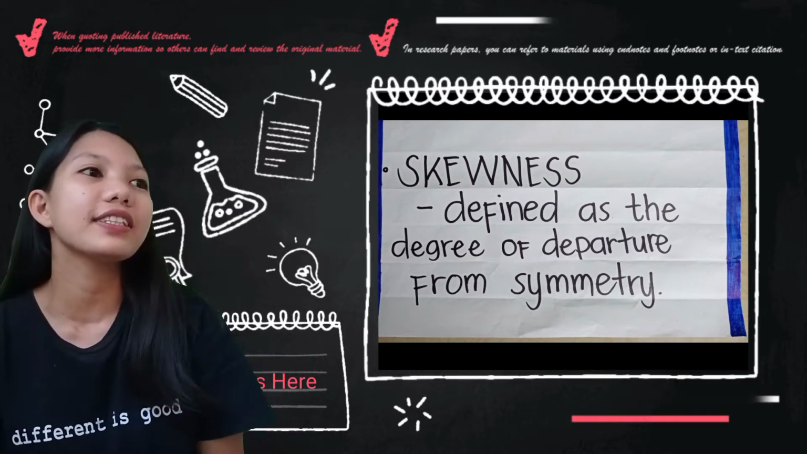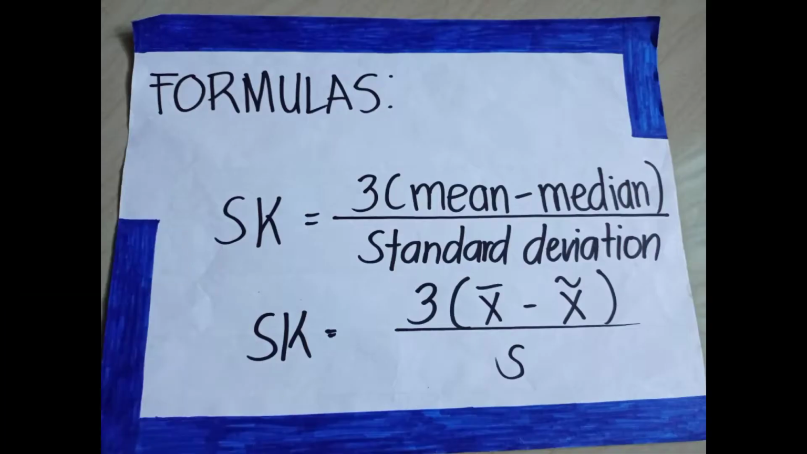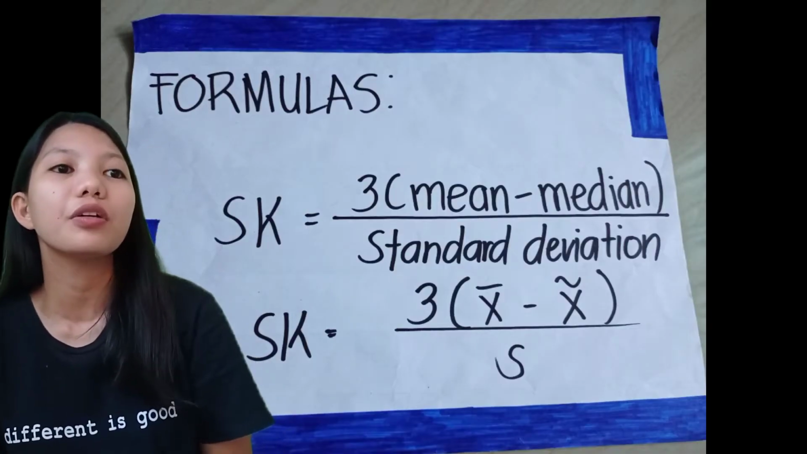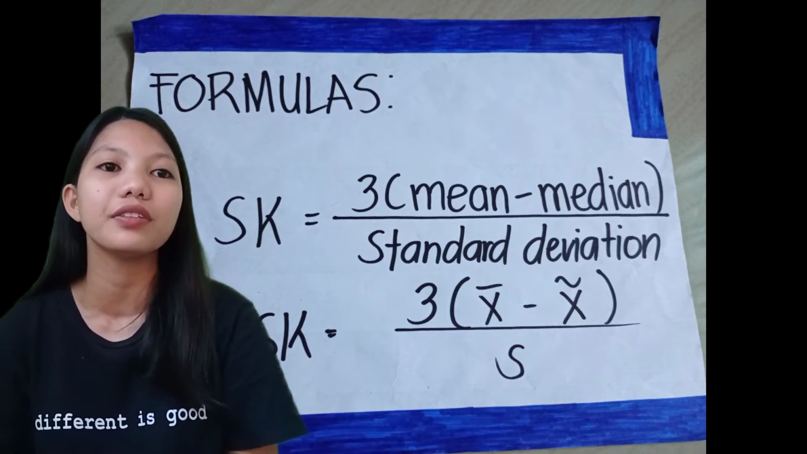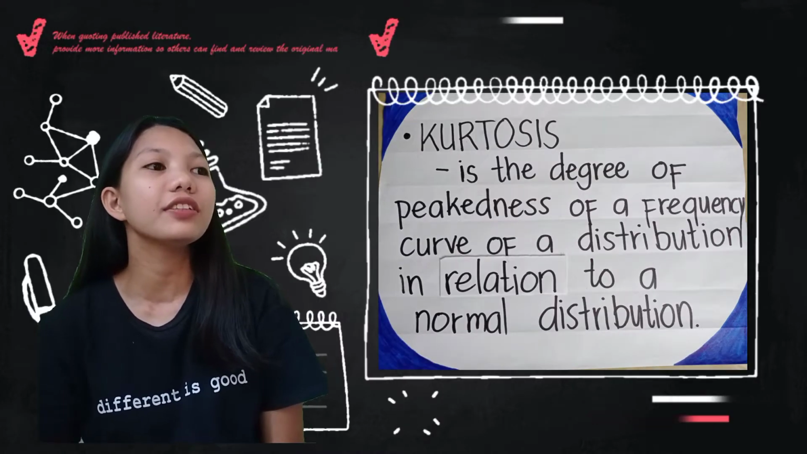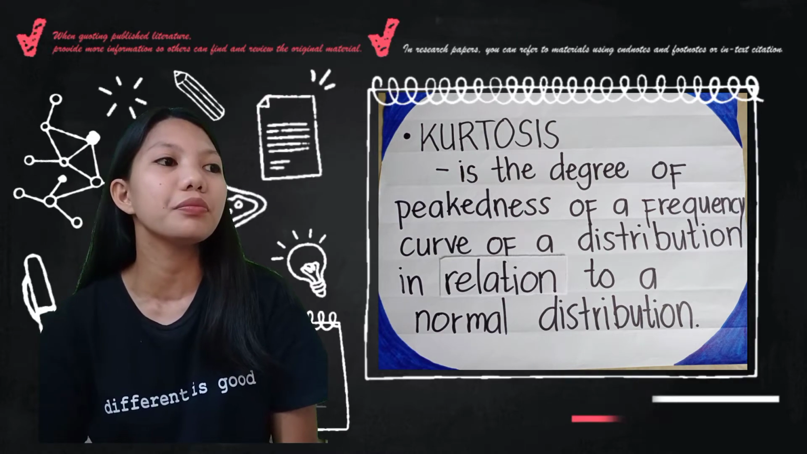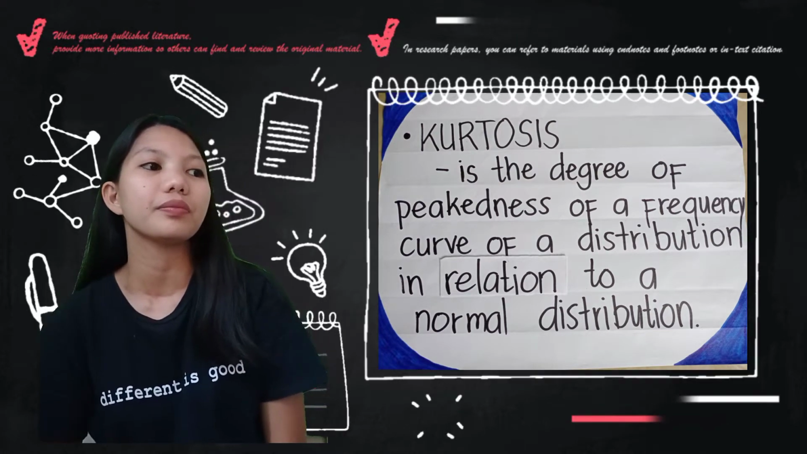Skewness is defined as the degree of departure from symmetry. The formula of skewness is equal to 3 times the quantity of mean minus median over standard deviation. And kurtosis is the degree of peakedness of a frequency curve of a distribution in relation to a normal distribution.